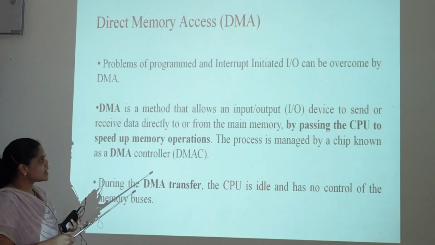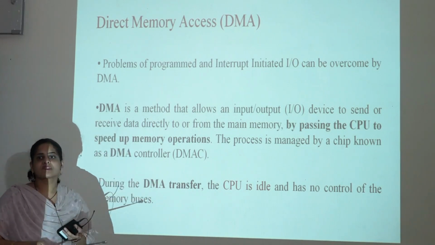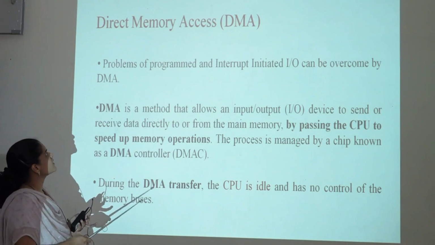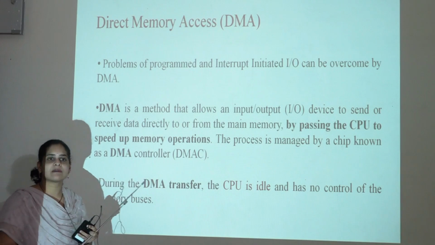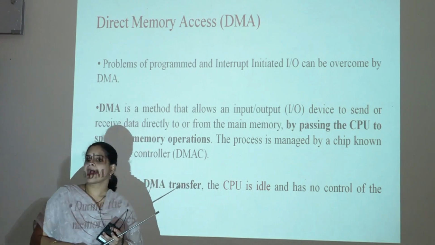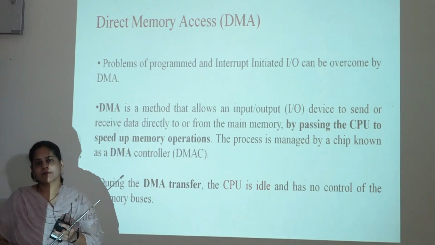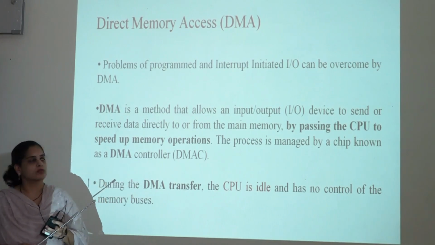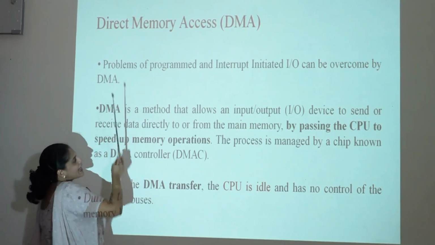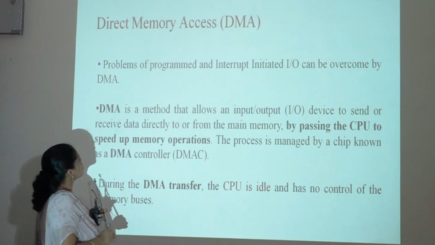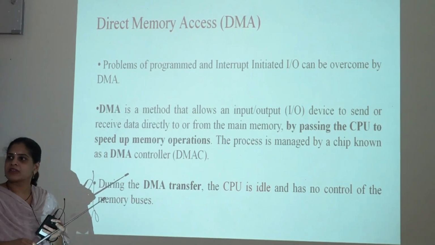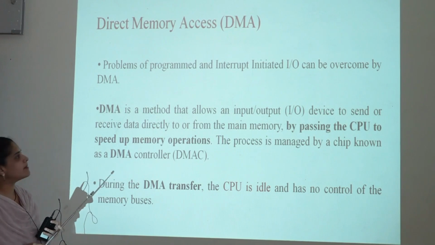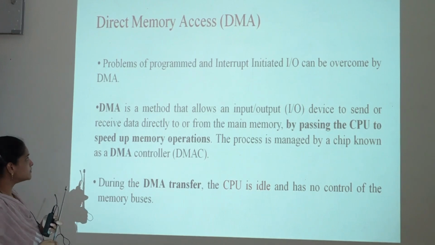So rather than intervention of the CPU, we go for another concept called direct memory access, where the information between the memory unit of a computer and the input output devices takes place without the intervention of the CPU. This is DMA. The problems of programmed IO and interrupt initiated IO can be overcome by implementing the concept of DMA.